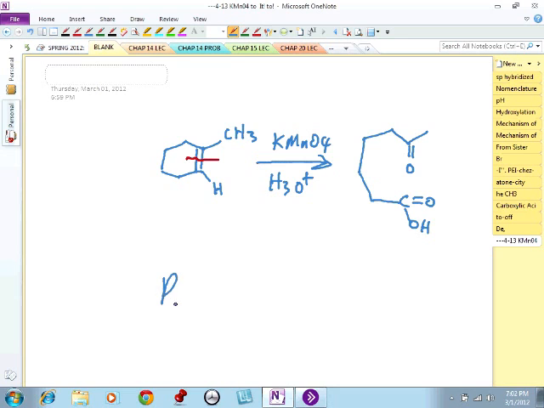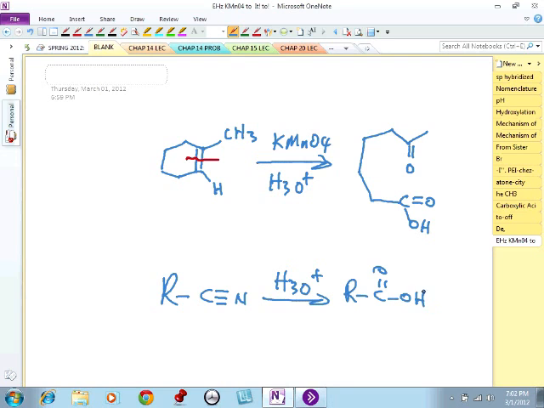Oxidation of nitrile, exactly. So far we have given you three methods for making carboxylic acid. Another method for making carboxylic acid is oxidation of what? Anybody has an idea? Of primary alcohol, exactly. We gave you that also today, oxidation of primary alcohol.